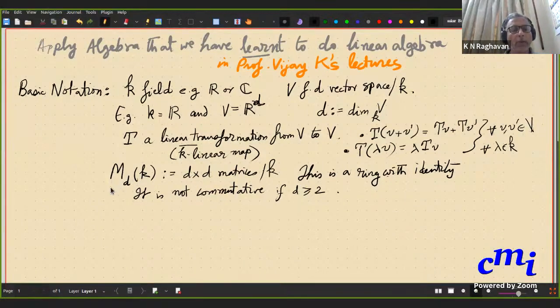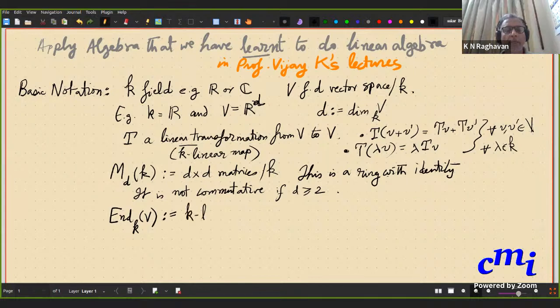Now, let me introduce one more notation. By this, we mean the set of K-linear maps from V to V. When I say d by d matrices over K, I mean the set of those. Now, this is also a ring, also a ring with identity.